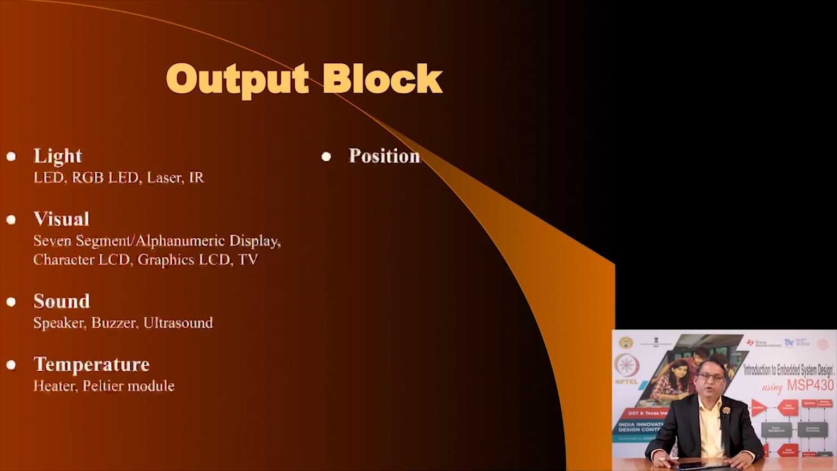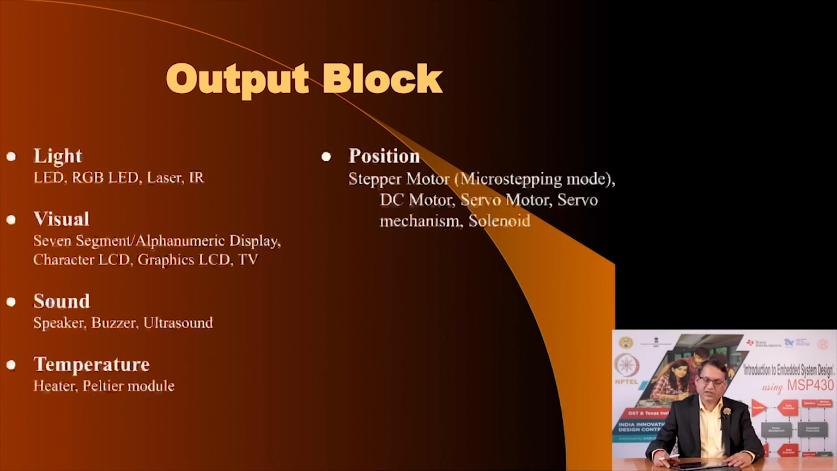Then you may want to control the position, and for that you would use various types of motors such as a stepper motor, a DC motor, a servo motor and so on. You could also use a solenoid where you can move the contacts on and off. You may want to control the flow of liquids and gases, and for that you would use a valve or a pump.